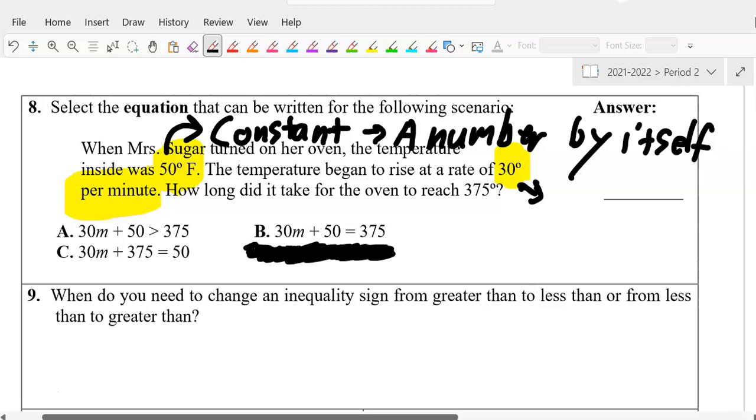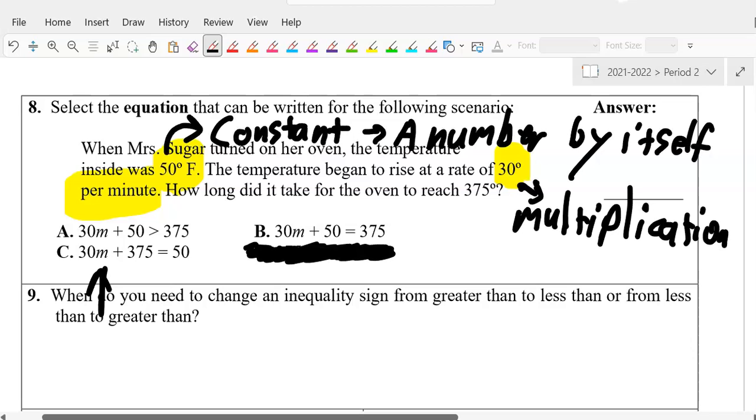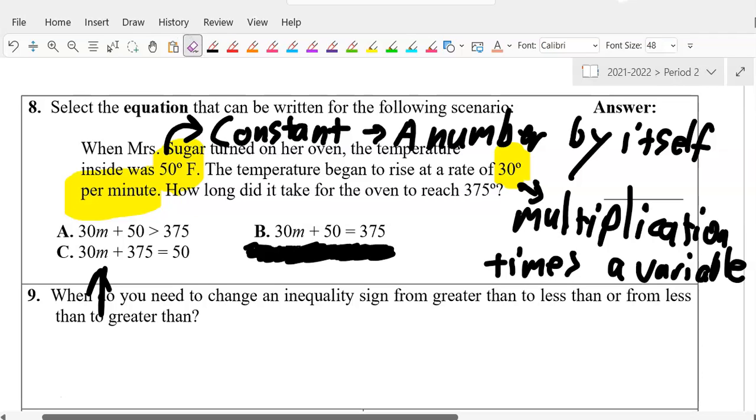So they're using the letter M for minutes. So that's what we're looking for. So let's write it down. Multiplication. Right? So, times a variable. So, 10 minutes would be? 10 times 30, right? 30M, and if M is 10, then it would be 300, yeah. Times a variable. Okay. So, which one of these has 30M in it? A, B, C? All of them. All of them, that's right. So, that didn't help us for our choices.